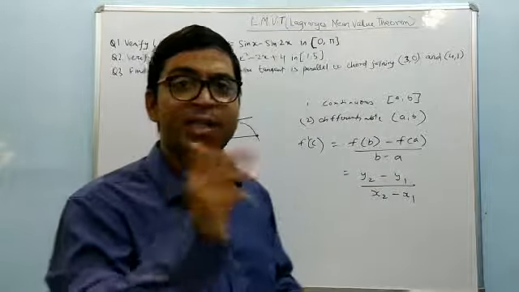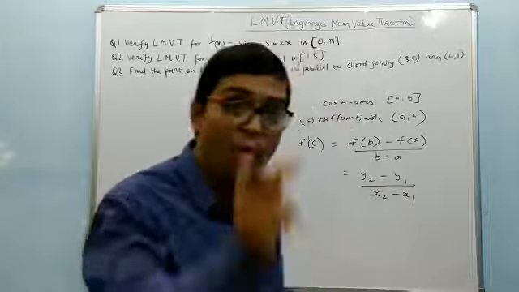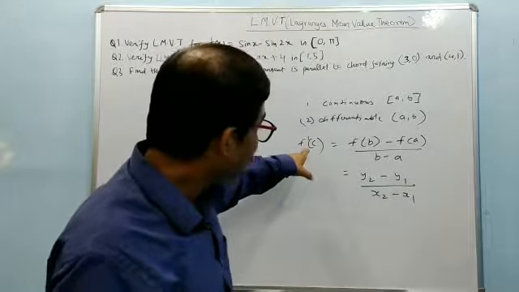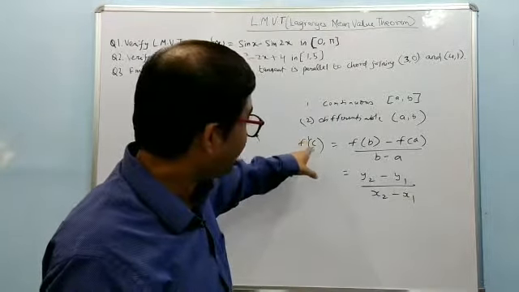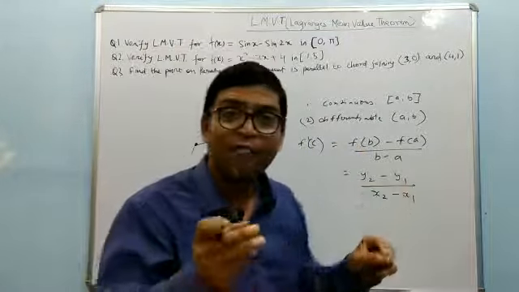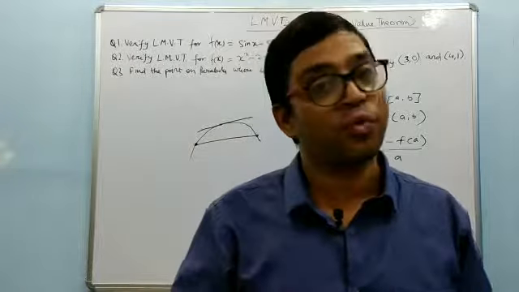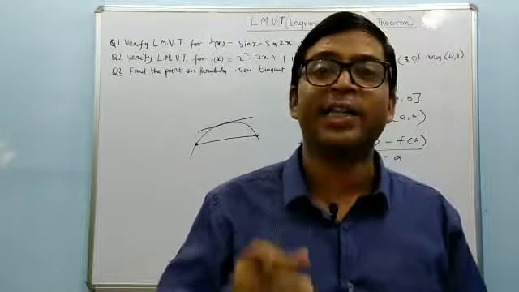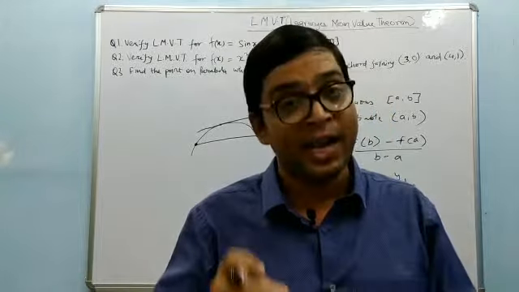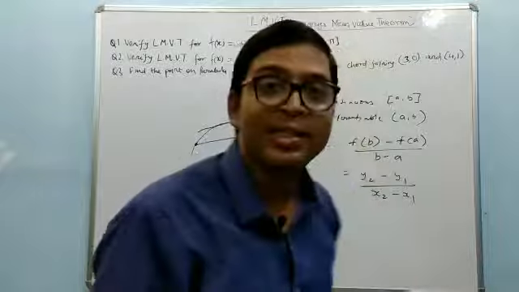We can easily derive Rolle's theorem from LMVT. How? You see, if we just put f dash c equal to 0, it will give us f(a) is equal to f(b), which is one of the conditions of Rolle's theorem. So we can say the very basic theorem is LMVT and Rolle's theorem has been derived from this theorem.